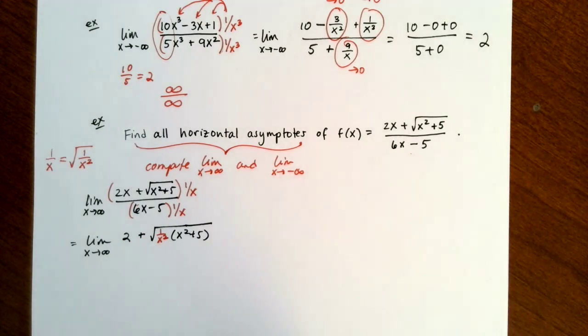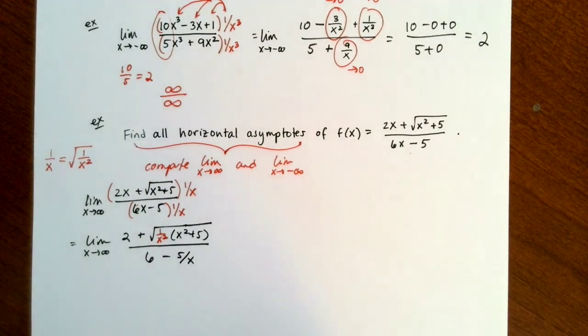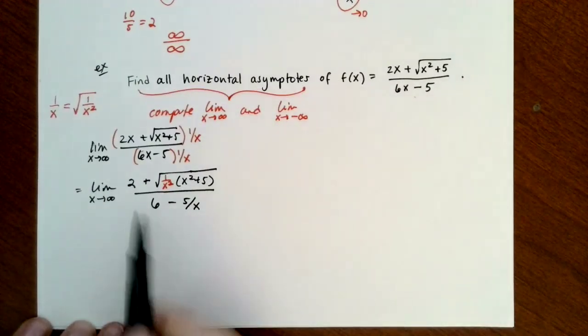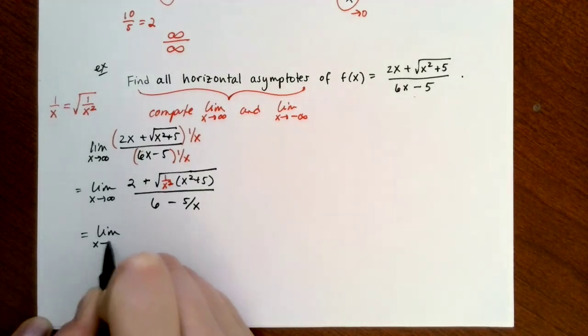All right, the denominator works normally. 6x over x is 6, and then minus just 5 over x. I'll distribute the 1 over x squared in here and simplify it in a similar way.